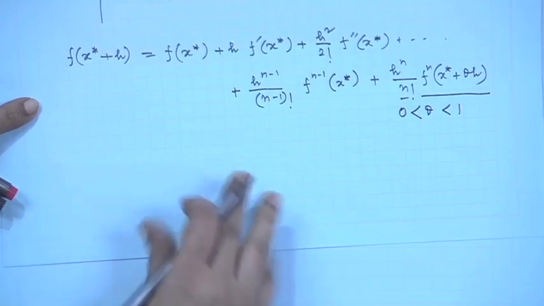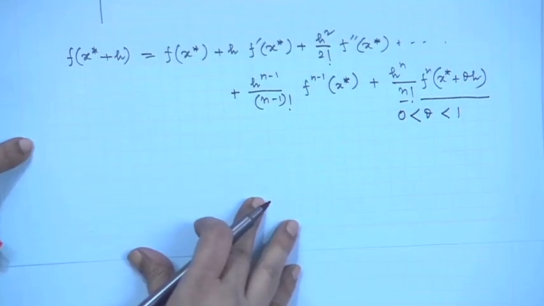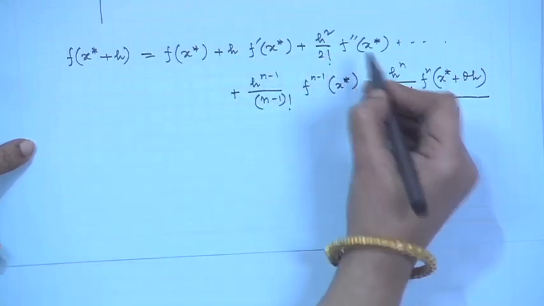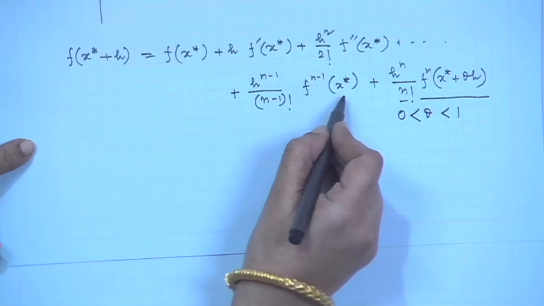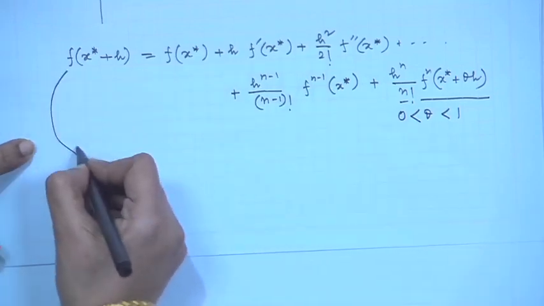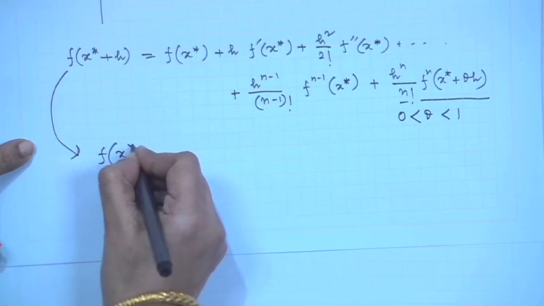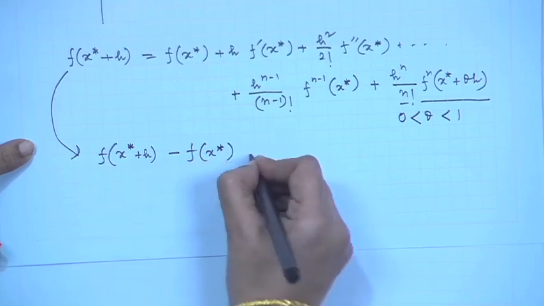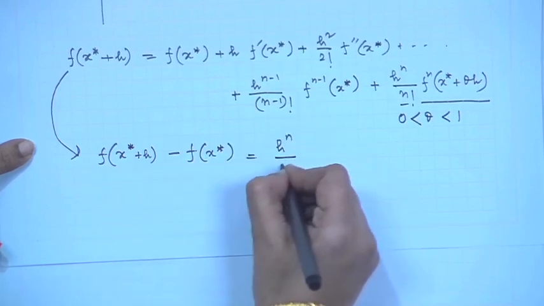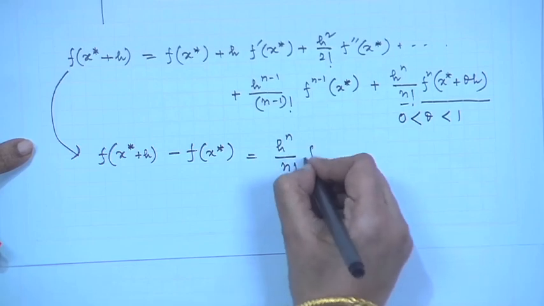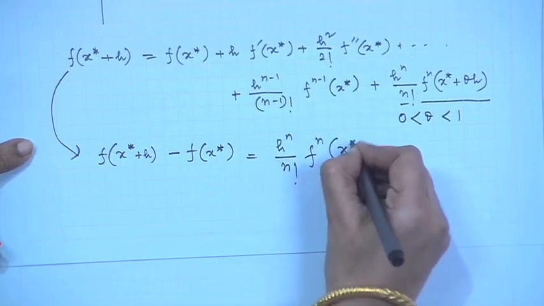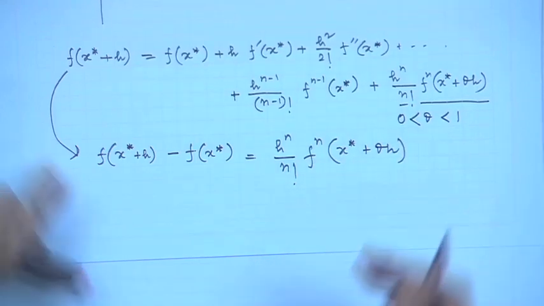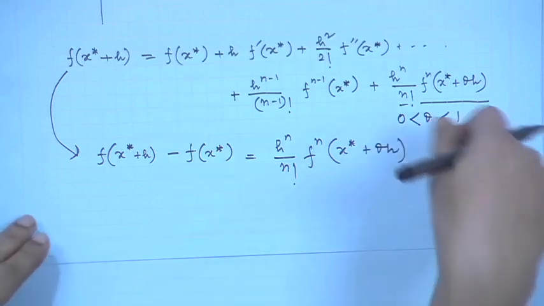All right. Now, in the sufficient condition, what have we considered? We have considered that f prime x is 0, f double prime x is 0, and up to f^(n-1) x is 0. That means from here we are getting f of x star plus h minus f x star equal to h^n by n factorial times f^(n) of x star plus theta h, because all other terms will vanish. All right. Now, theta is running between 0 and 1.